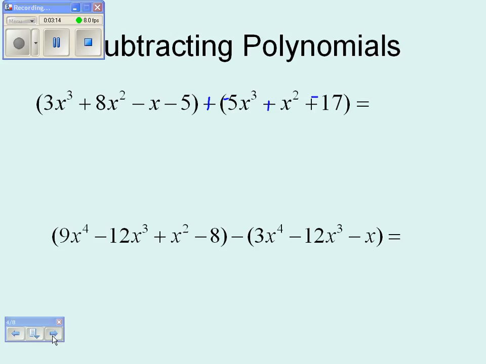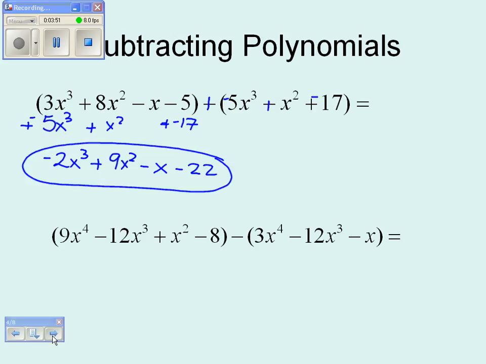The other thing to keep in mind is I could line up my question if I don't want to just go back and forth like a linear. So I'm adding a negative 5x cubed, I'm adding an x squared here, and I'm adding a negative 17. You don't have to do this, but some people like to line their things up better. They're like terms, and so you can do that. So this would be negative 2x cubed plus 9x squared. There's nothing to add to the negative x, so I'll just bring it down. And then negative 5 plus negative 17 would be negative 22. So remember, when you're adding 2 negatives, you're getting more.